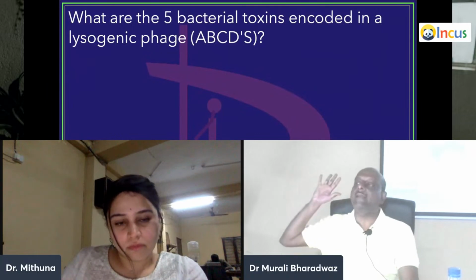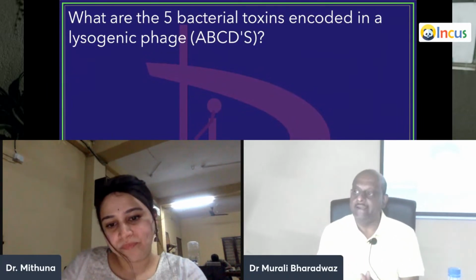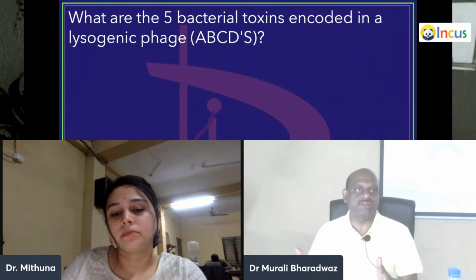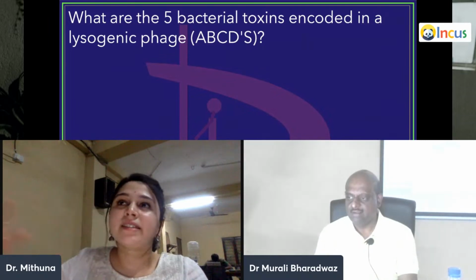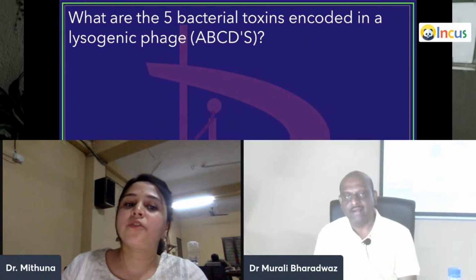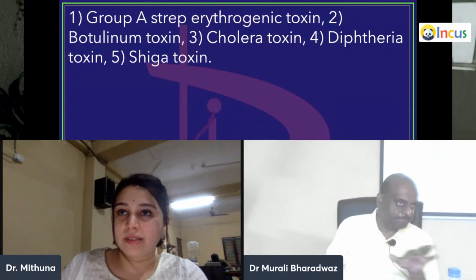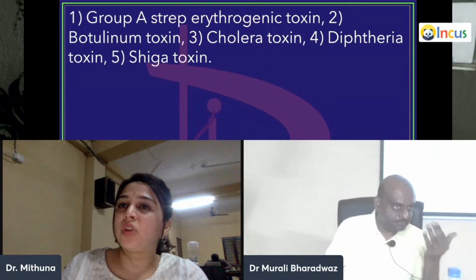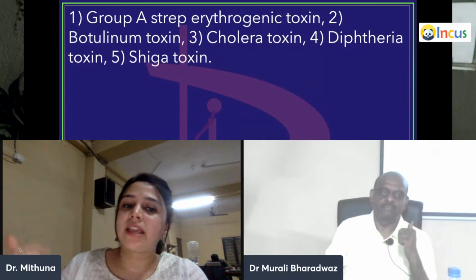Tell me five bacterial toxins which are encoded by the lysogenic phage: A, B, C, D, S. So ABCDS: A is for group A streptococci, which is the erythrogenic toxin, and B is botulinum toxin, C is cholera toxin, D is diphtheria toxin, and S is Shiga toxin.